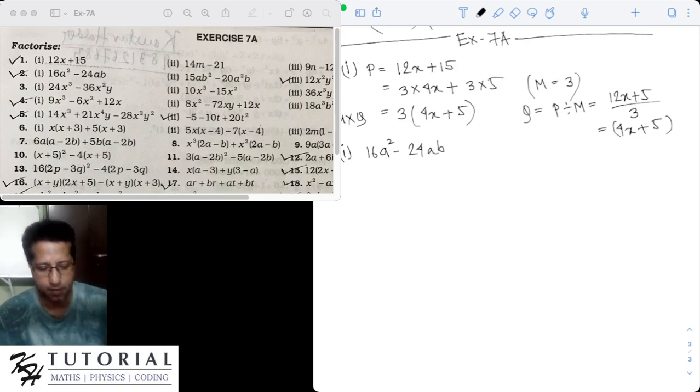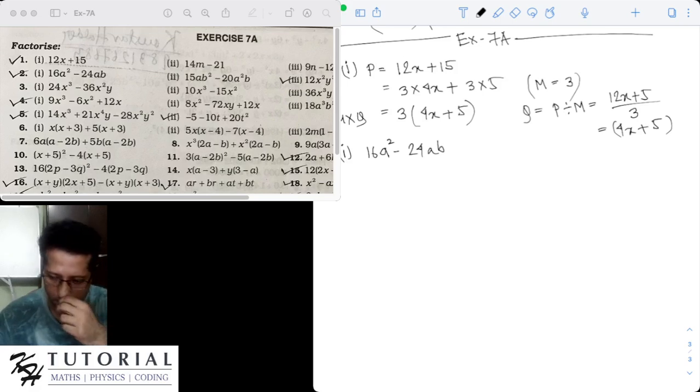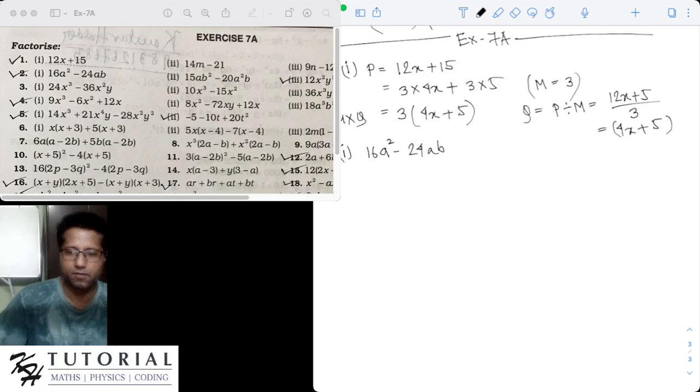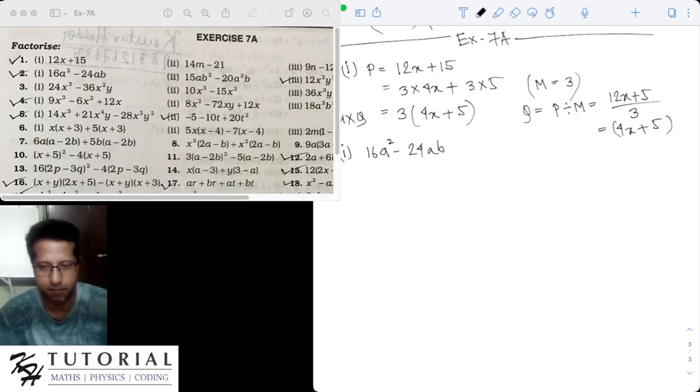You have to be very clean and very clear about identifying the common factor of all the terms of a polynomial. So this is a binomial, 16a square minus 24ab. What will be the common factor in all the terms? Clearly we can see a common factor in all the terms.